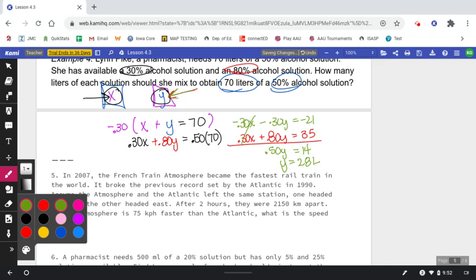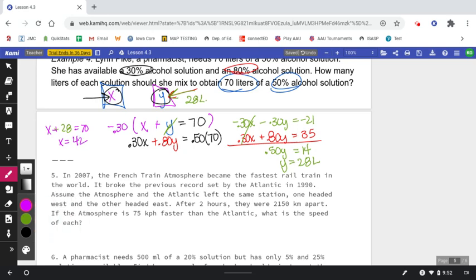So in this container right here, I know there's 28 liters. I'm going to sub that back into the very first equation for y. So the very first equation is going to become x plus 28 equals 70. So x would equal 42. So I know that in the x container, there's 42 liters.